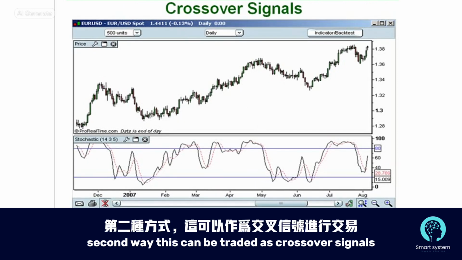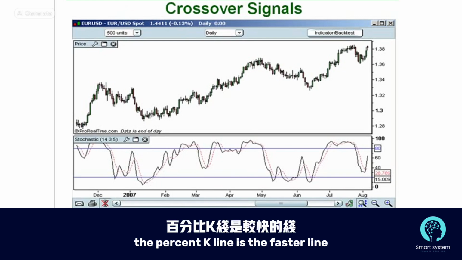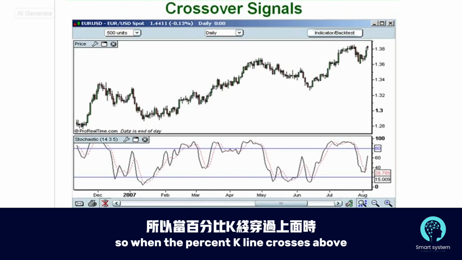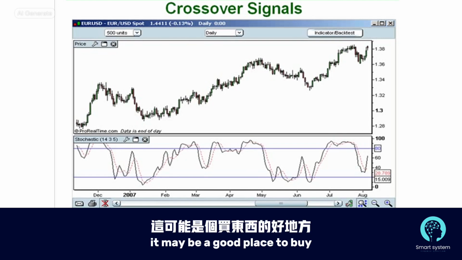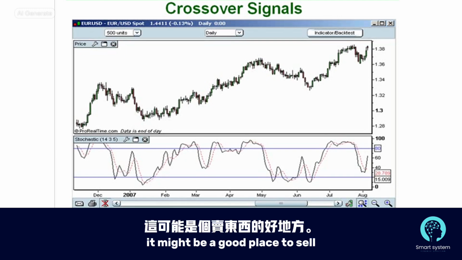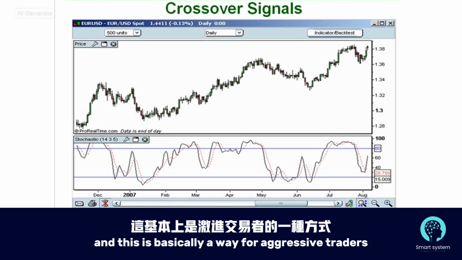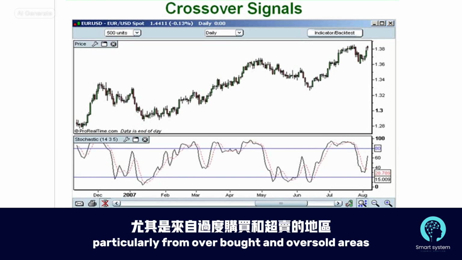The second way this can be traded is crossover signals. Remember from earlier, the %K line is the faster line, the %D line is the slower line. So when the %K line crosses above the %D line, this is an indication that it may be a good place to buy. And when the %K line crosses below the %D line, this is an indication that it might be a good place to sell. And this is basically a way for aggressive traders to catch earlier signals, particularly from overbought and oversold areas.